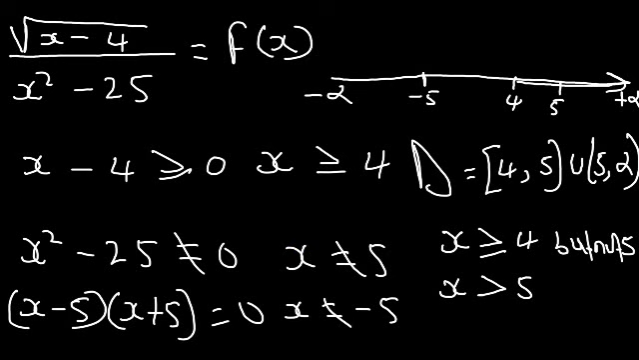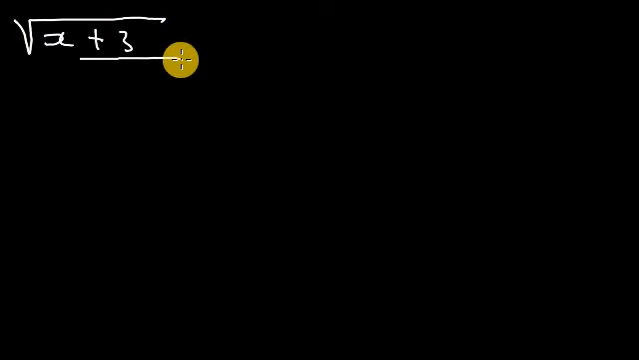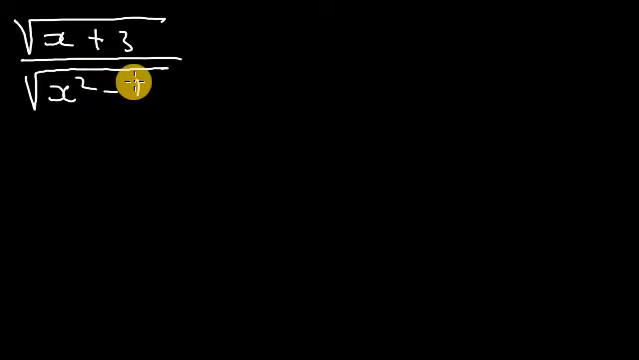So let's consider a situation whereby we are having radicals in both the numerator and the denominator. So let's say I have square root of x plus 3 divided by the square root of x squared minus 16. Okay, so just watch carefully and see how I'm going to undo this problem. So since both of them are having radicals, we are going to consider both cases.